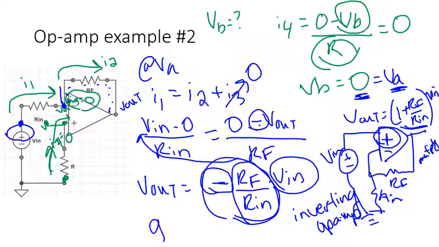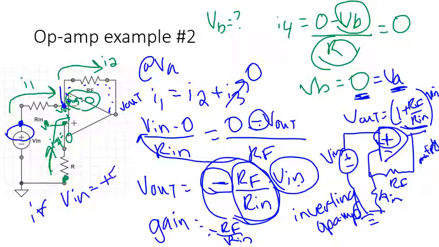Here, my gain is negative RF over RN. And because that's a negative sign, it inverted my sign from my voltage in. So if Vn is positive 5 volts, then Vout has to be a negative sign. If RF, let's make it 2 kiloohms, and let's make RN 1 kiloohm, then it would multiply by 2k over 1k, or 2. So it would be negative 2 times 5, and I would get negative 10 volts.